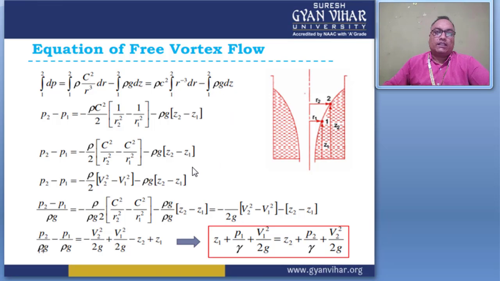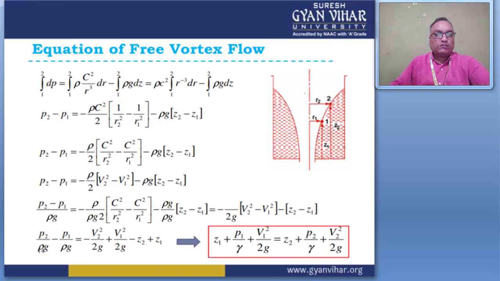For this case, P2 minus P1 equals minus rho C square by 2 times (1 by R2 square minus 1 by R1 square), minus rho g times (Z2 minus Z1). After solving this equation, it will give one type of Bernoulli equation. This Bernoulli equation shows Z1 plus P1 by gamma plus V1 square by 2g equals Z2 plus P2 by gamma plus V2 square by 2g. So this is the case of Bernoulli's.